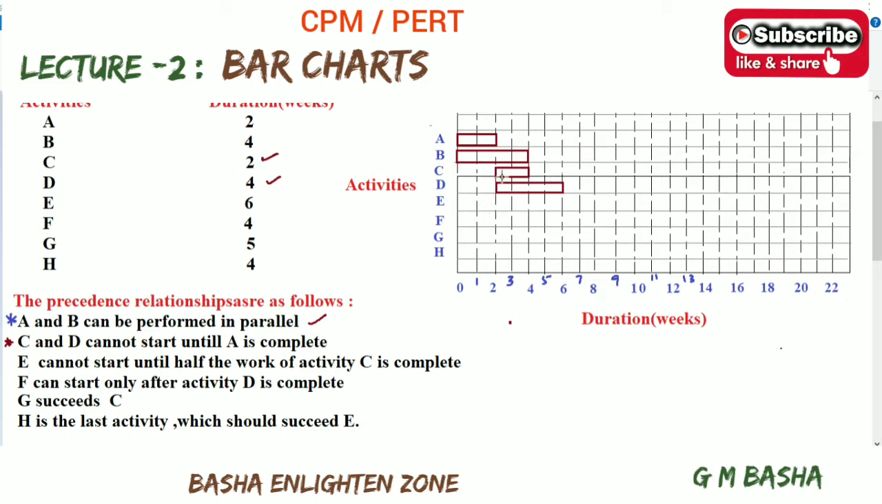And again C's duration will be 2 weeks. It can start after A is completed. And A and B start parallelly at the 0th time. Then go to the next step.